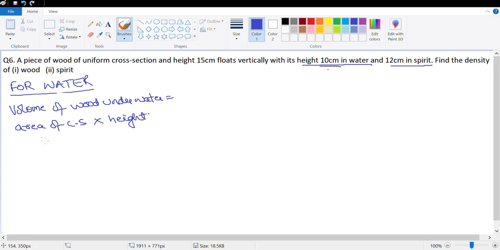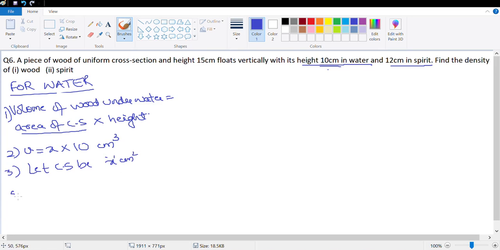Let cross section be x centimeter square. So small v is equal to x into 10 centimeter cube. Next, total volume, capital V, is equal to x multiplied with the height. It's again area of cross section multiplied by height. That's 15, so this is 15x centimeter cube.